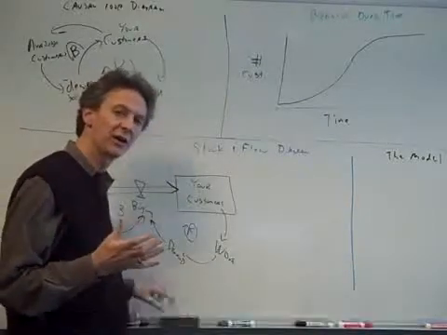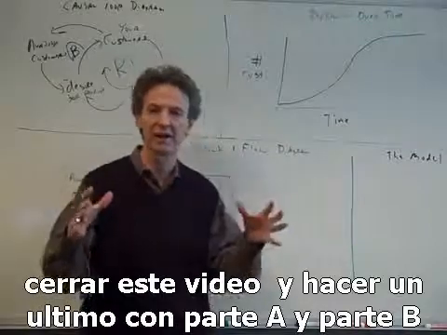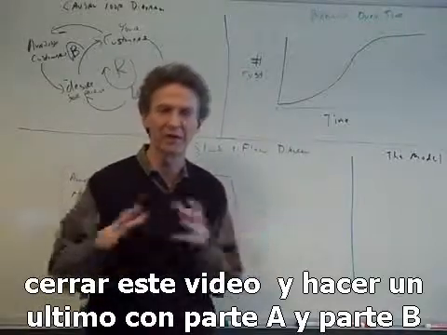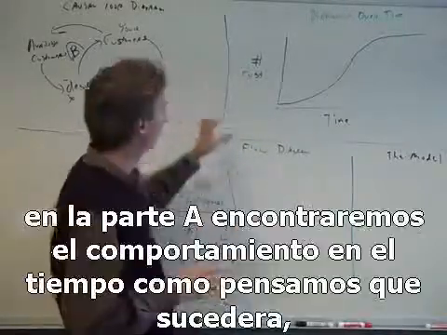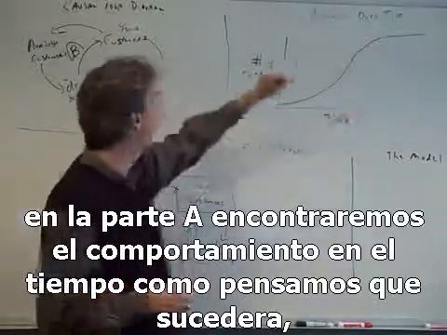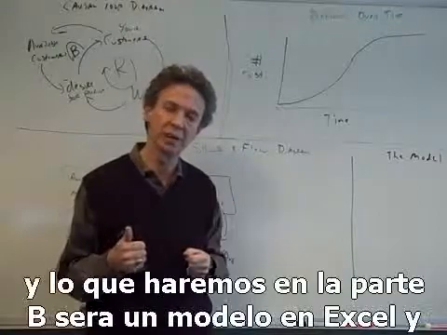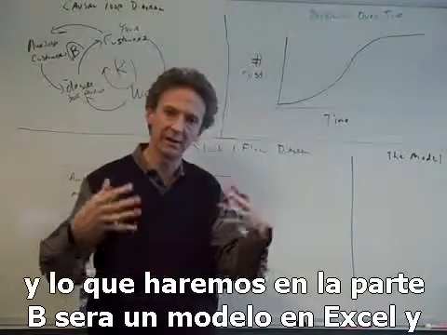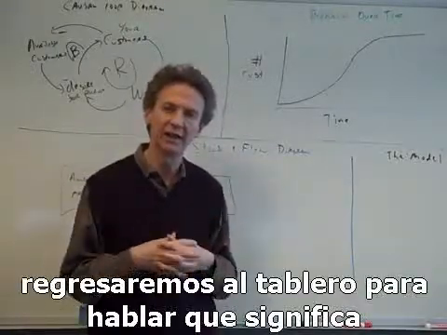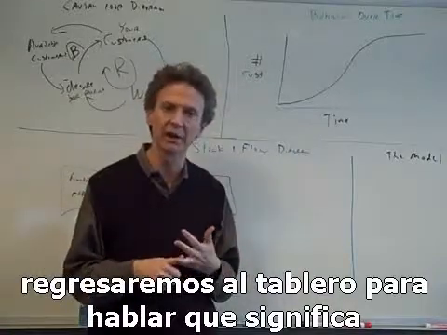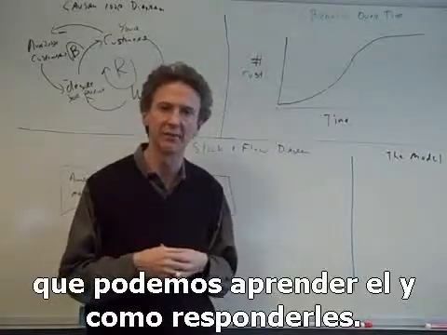So what I'm going to do now is close this video. We'll do it like the last one, with a part A and a part B. In part A, we've got the behavior over time that we think is going to happen, the causal loop, and the stock and flow diagram. In part B, I'll model it in Excel, and then we'll come back to the board and talk about what it means, what we can learn from it, and how it would apply to you.